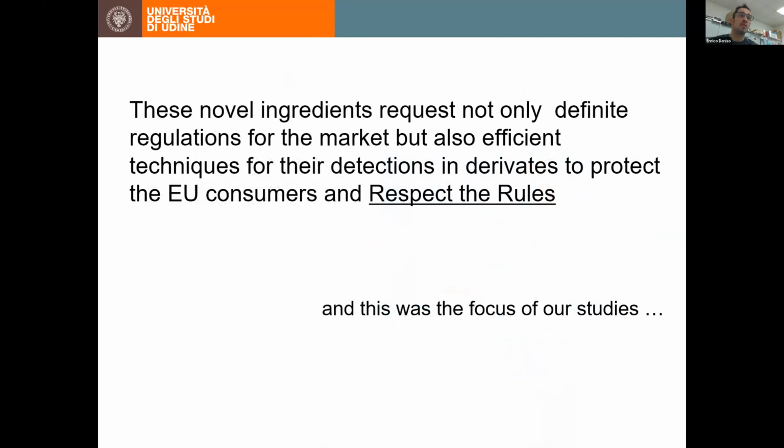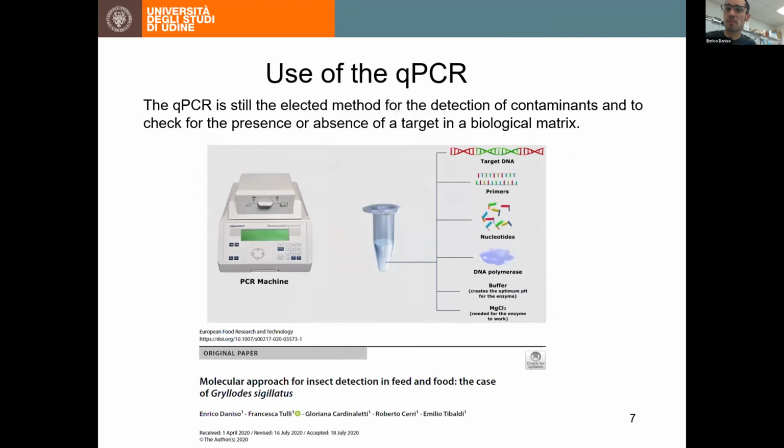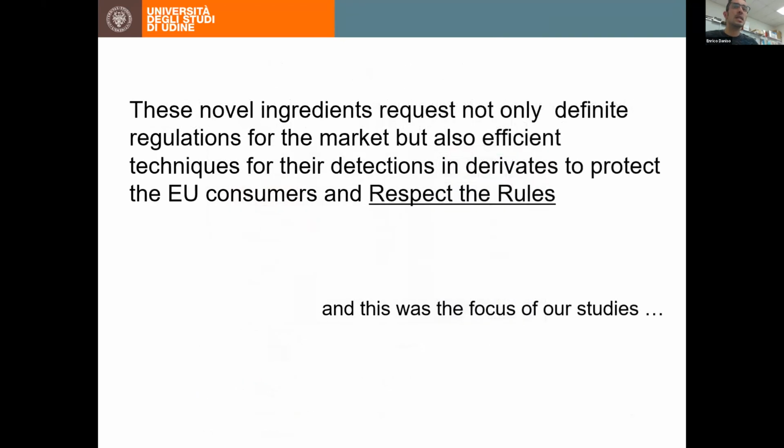So, novel ingredients such as insects, of course, need specific and uniform regulation for the European Union, but especially it's necessary to develop a European system. We should develop different methods for the detection of insects in compounds that can be secondary products or derivatives from insects.